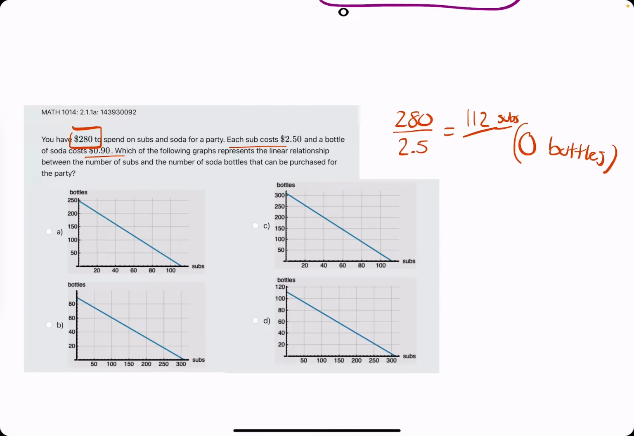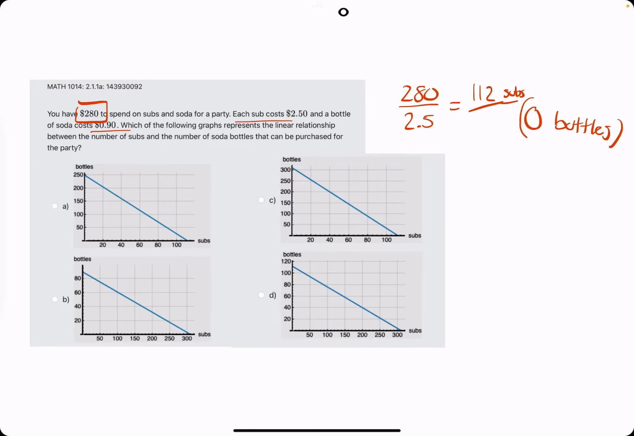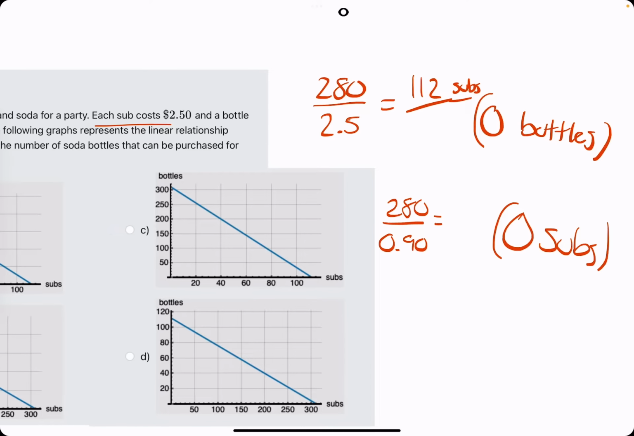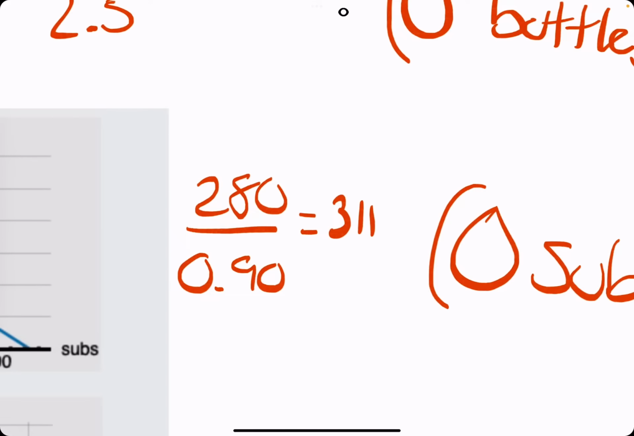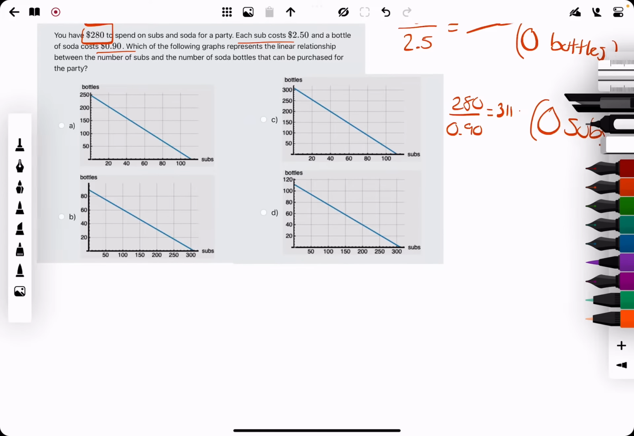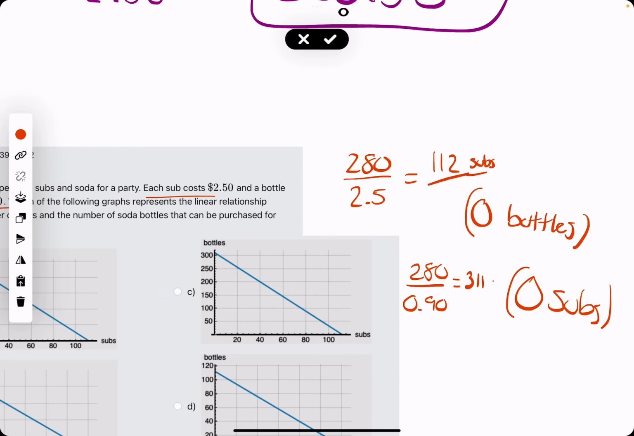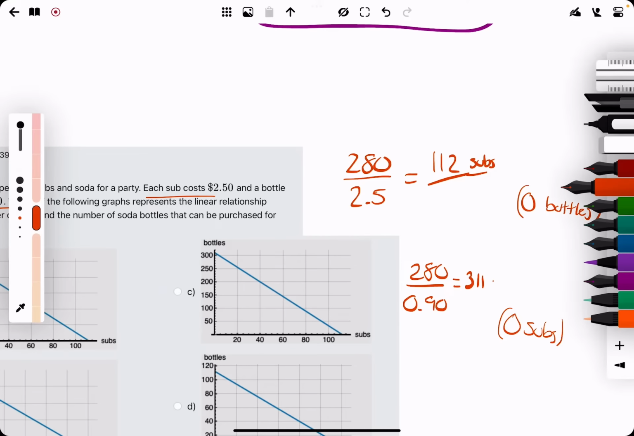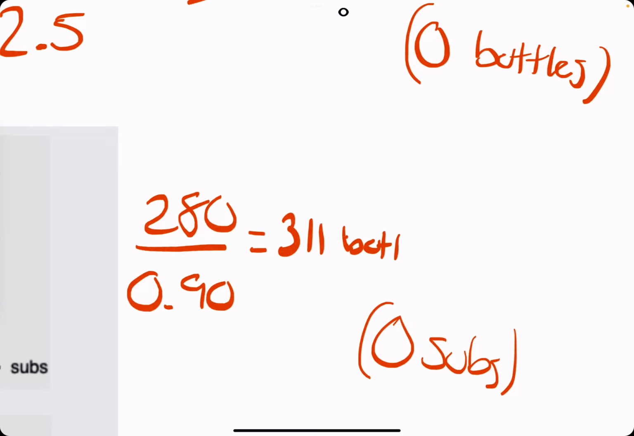That's pretty good. Now, let's do the other scenario. Imagine we are buying 0 subs, and we're only buying sodas with $280. So we take 280 and divide it by the cost of soda, which is 90 cents. 280 divided by 0.9. It's approximately 311.1111. All right, so about 311 sodas. So 311 bottles of soda.